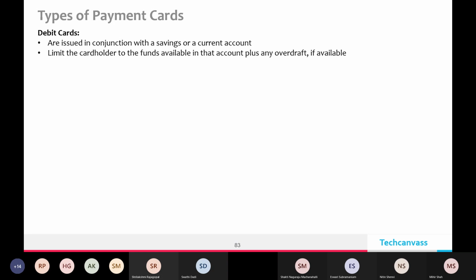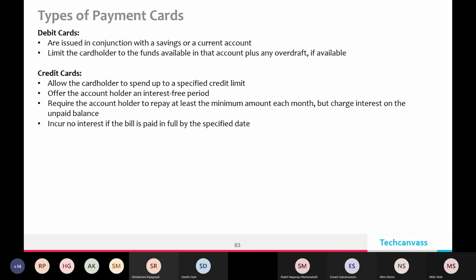So the advantage of the debit card, as well as the disadvantage, is that it limits the card holder to the funds available in that account plus any overdraft that is available in that account. So that is the way. The debit card holder can be restricted in their spending to the tune of the balance or the limit available to that account.